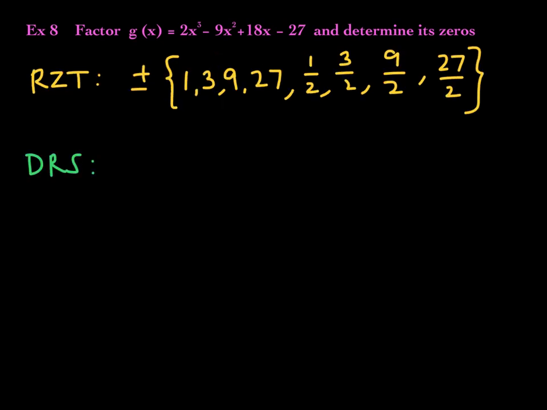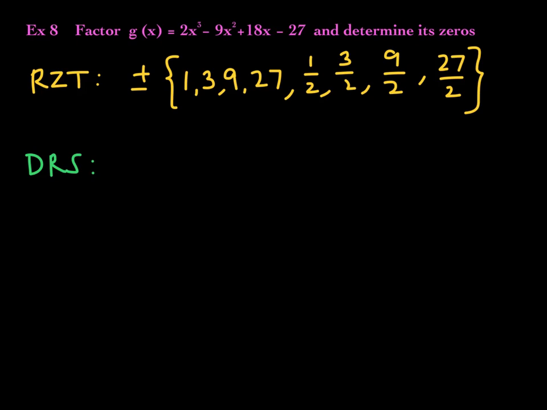All right, so Descartes' Rule of Signs. One thing I notice is that the terms that have odd power, so this term here and this term here, are the same sign. They're both positive. And then this term here that has even power is the opposite sign. It's negative, and the constant term is also negative.